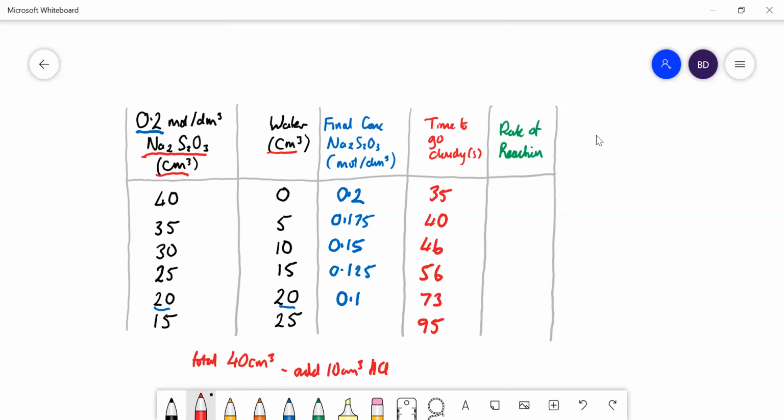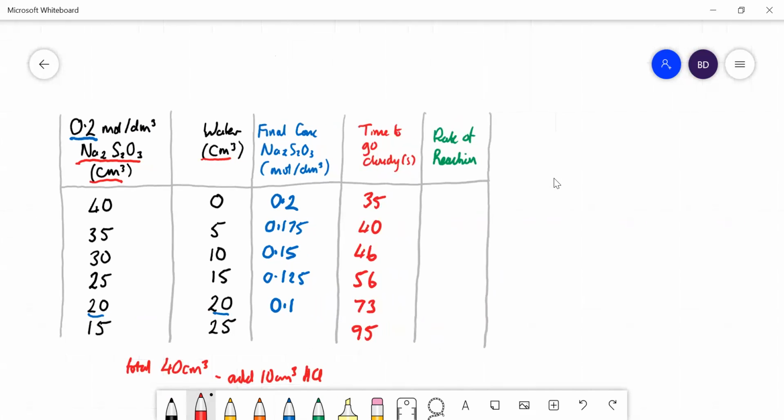So how do we work out the rate of reaction in green there? Well, rate is inversely proportional to the time. Because if you have a very fast rate, the time taken for the reaction is going to be very short. If you have a very small, very slow rate, the time taken for it to go cloudy will be long. So it's inversely proportional. So when we work out the rate, we can say that rate is equal to 1 divided by the time taken.